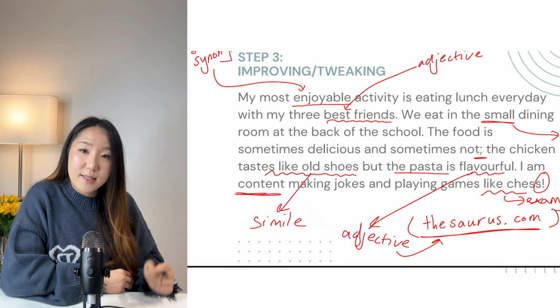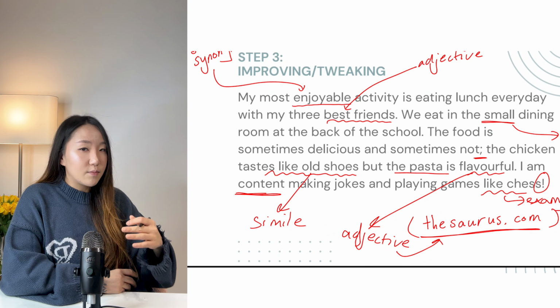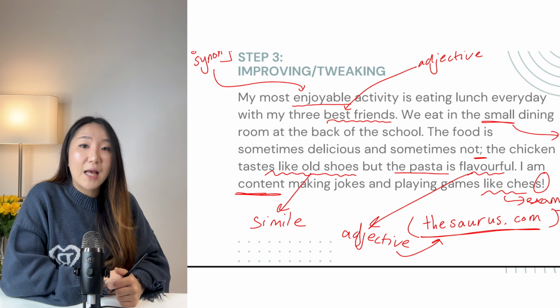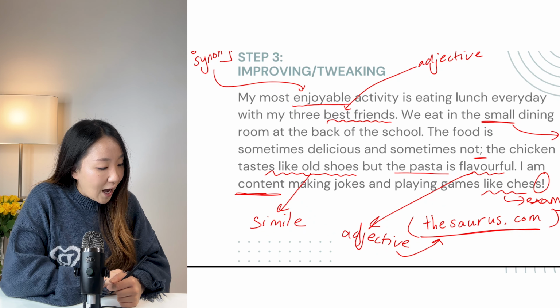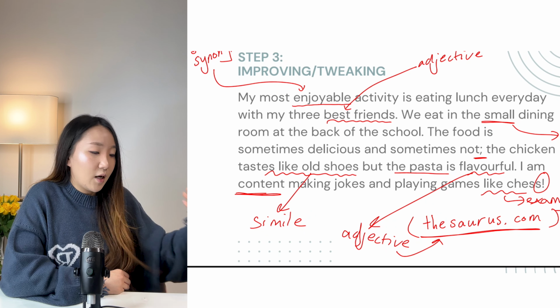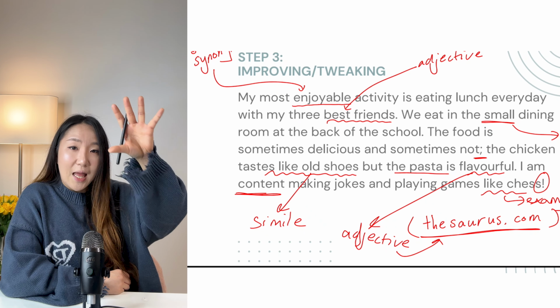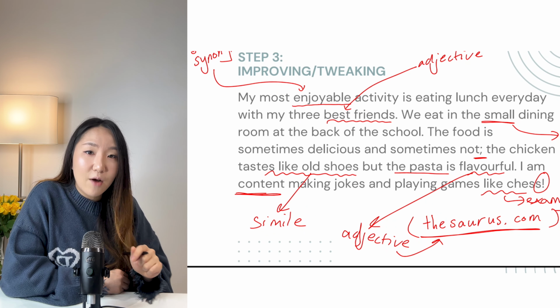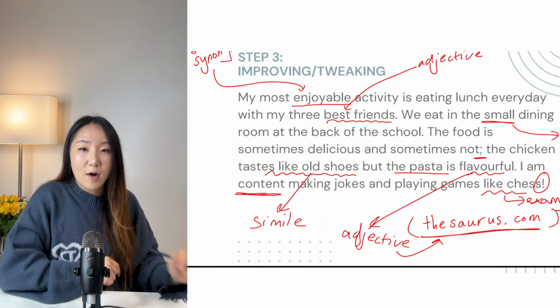You will learn this as we go, but sometimes you're fast, sometimes you're slow. The chicken tastes like old shoes, but the pasta is flavorful. I am content making jokes and playing games like chess. Lovely, easy. We've done the plan, the outline, first draft, second draft. And that is how you write your short piece of writing.